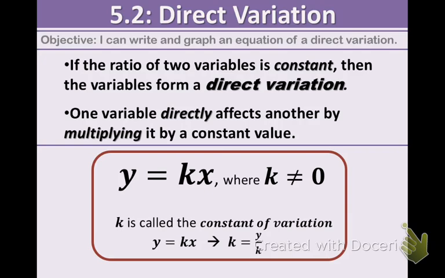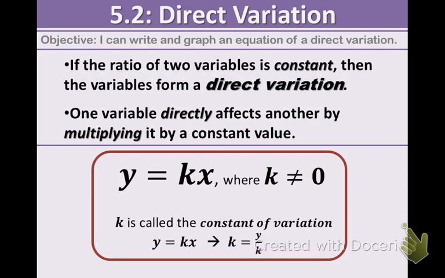If the ratio of two variables is constant, then the variables form a direct variation. One variable directly affects another by multiplying it by a constant value. And that constant value is going to be the letter K. K is a variable that stands for a number, and it's called the constant of variation.